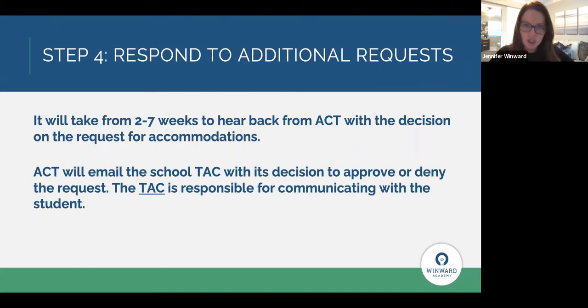So make sure that you know that you are not going to hear from ACT when they make a decision. That notification of an approval or a denial is going to the school coordinator. So you're going to have to really stay on top of that to make sure that you are also aware if a decision has been made.